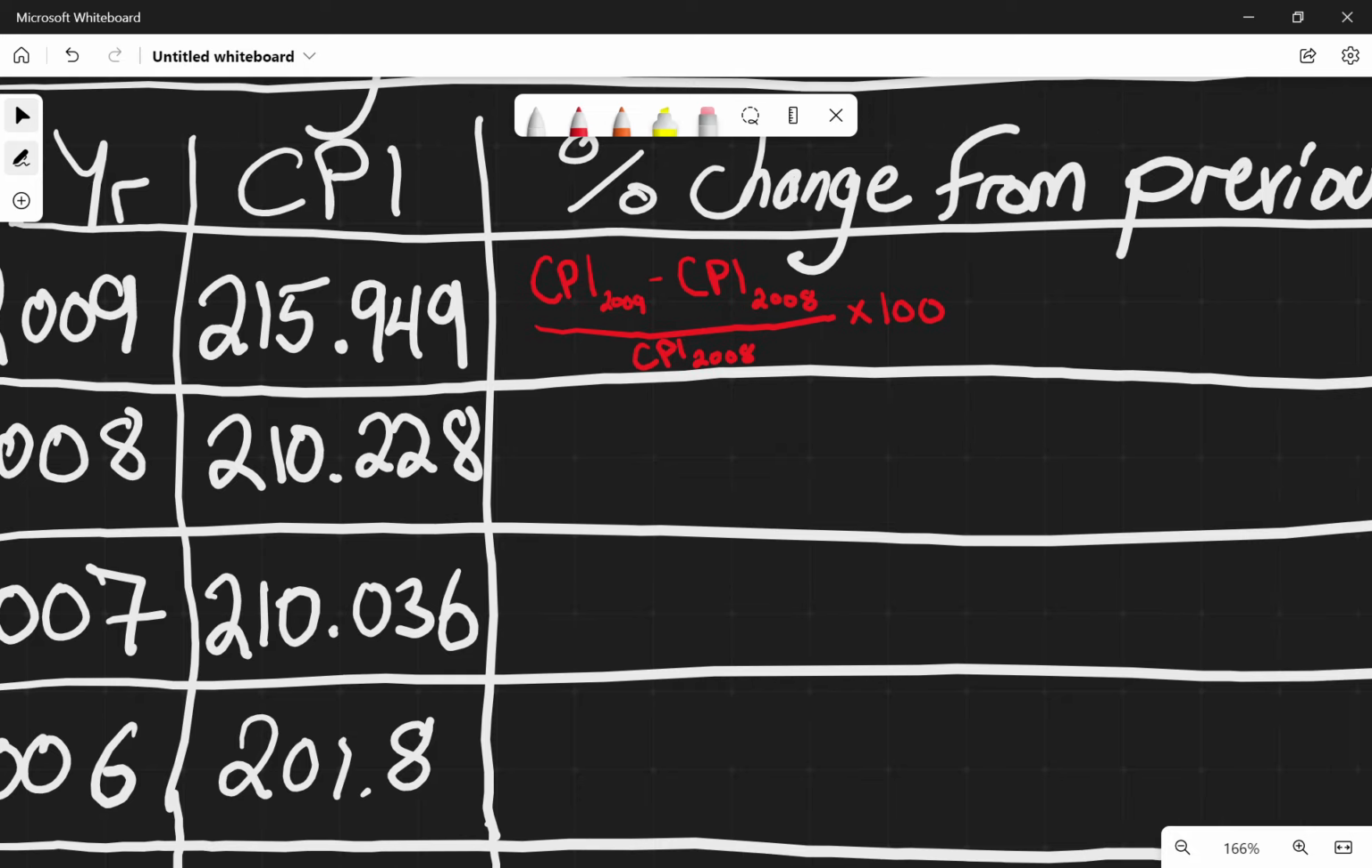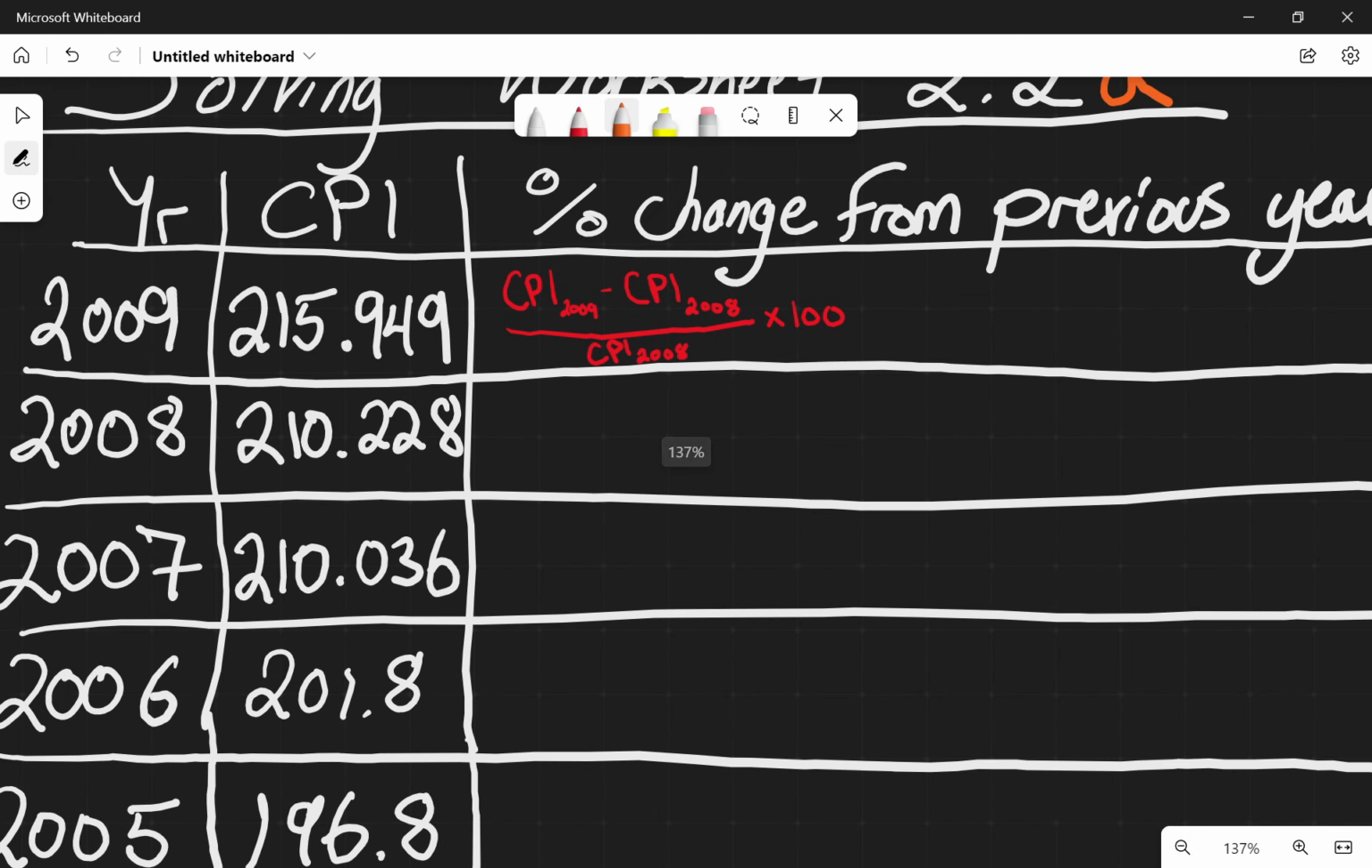And so what does this look like? Well, our CPI for 2009 we know is 215.949. There's no decimal before it, right? You can only have one decimal. And we're going to subtract from that 210.228, and we're going to divide all of that by 210.228. And then we're going to multiply everything by 100.